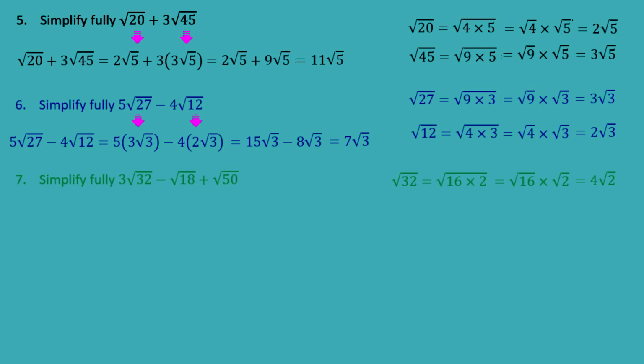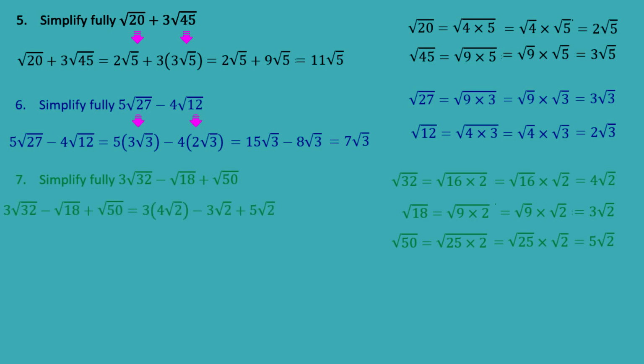Root 18 is root 9 times 2, which is root 9 times root 2. Root 9 is 3, so root 18 simplifies fully to 3 root 2. Root 50 is root 25 times 2, which is root 25 times root 2. Root 25 is 5, so root 50 simplifies fully to 5 root 2.